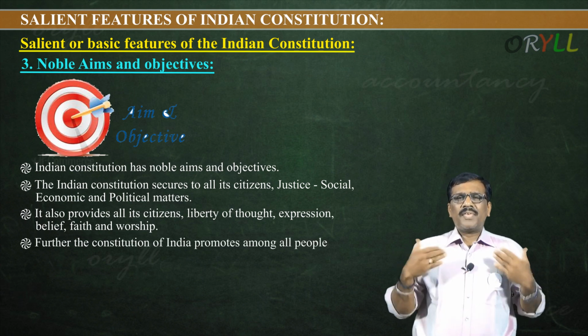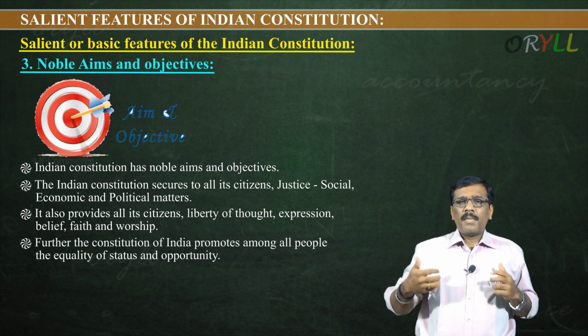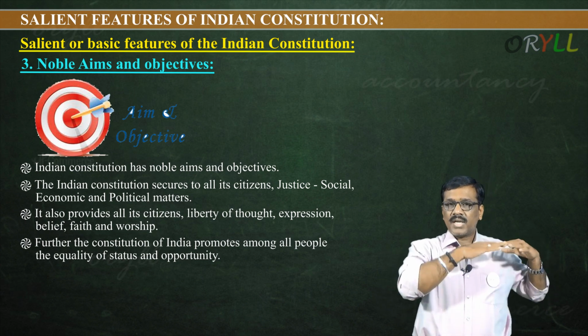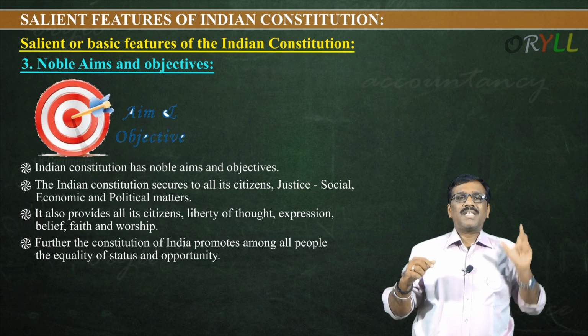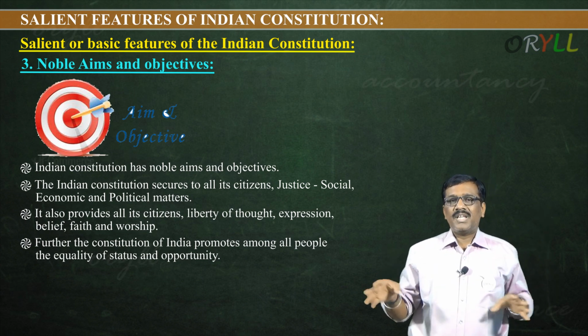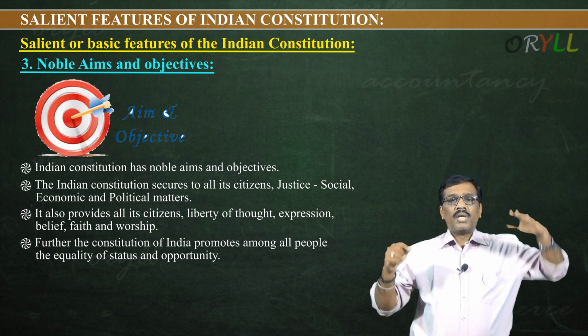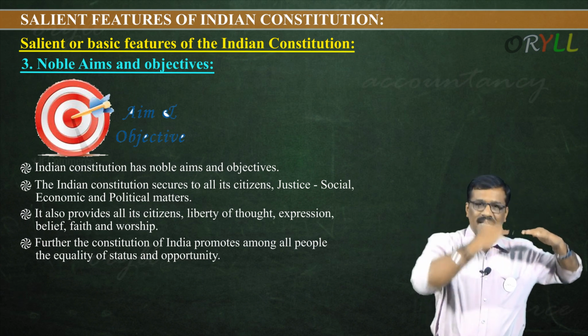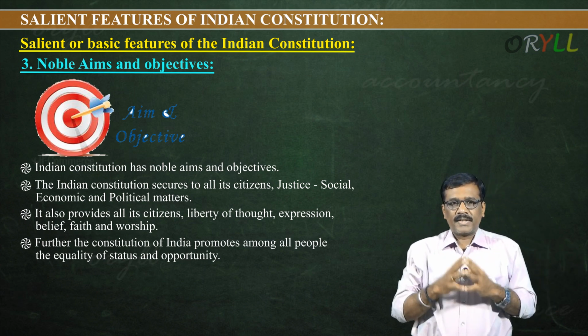Further, the Constitution of India promotes among all people the equality of status and opportunity. Every person will have equality of status and opportunity. For example, there is an exam conducted by the government. I may belong to any caste, any religion, any place of birth. If I follow the eligibility criteria, then I will be given an opportunity to appear for that exam. Such a thing is provided.